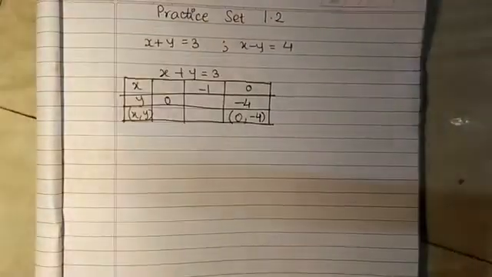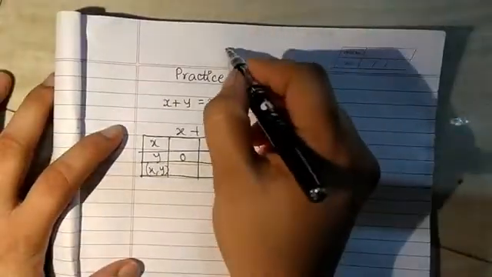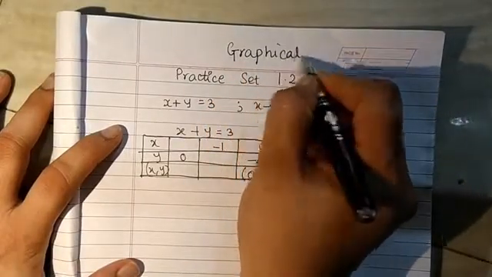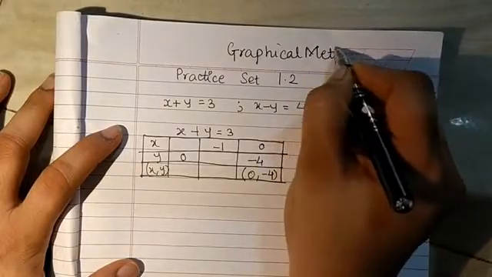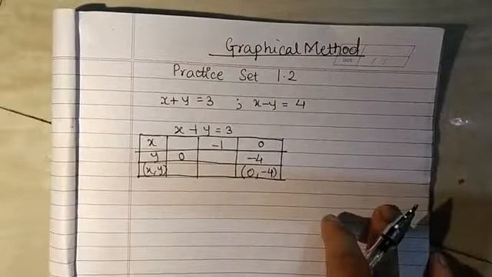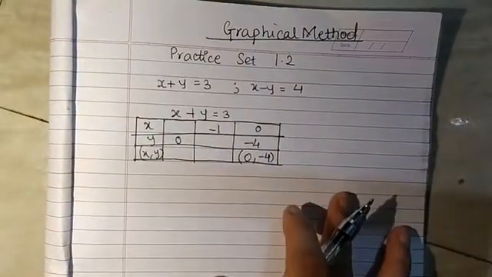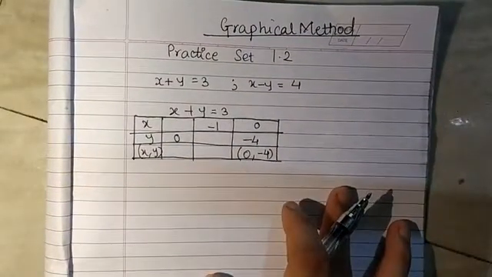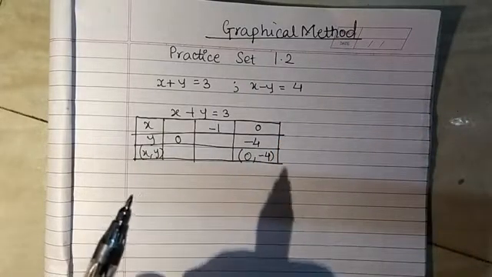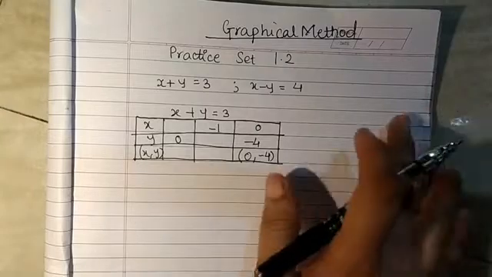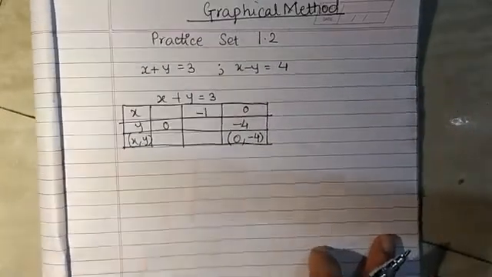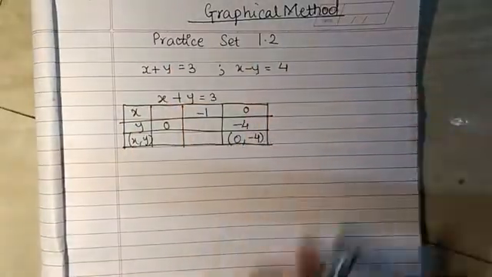Okay. So now the next method which I am going to teach you today is the graphical method. The very first method I have taught was the equating the coefficient method. The second method which I have taught you is Cramer's rule, and the third method which we are going to learn today is the graphical method. Okay, so let's start with the graphical method now. In the graphical method I am starting with your practice set 1.2.